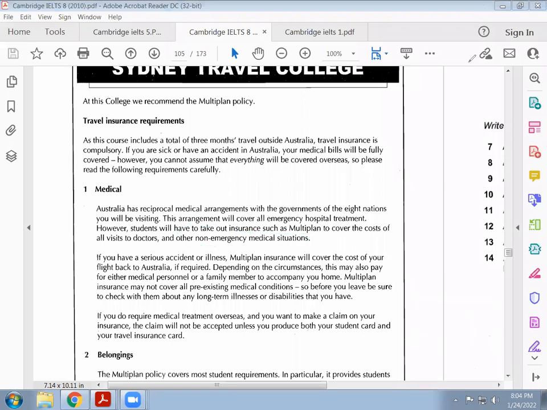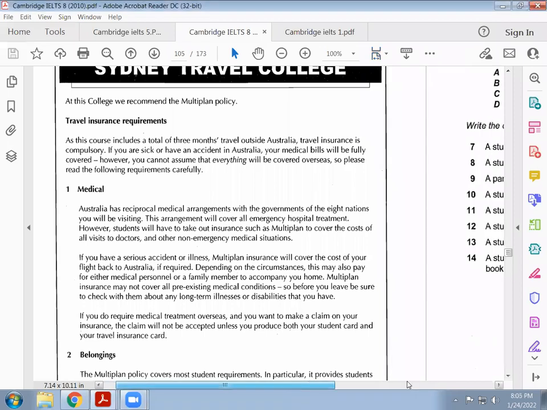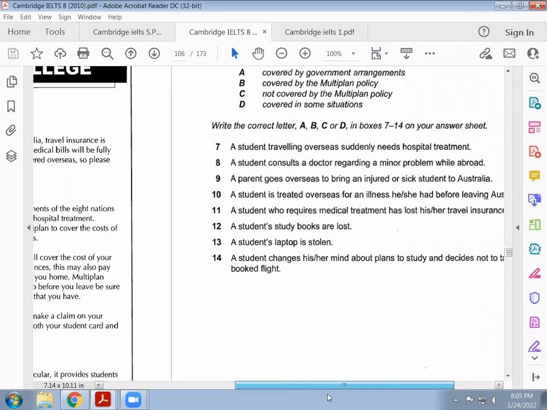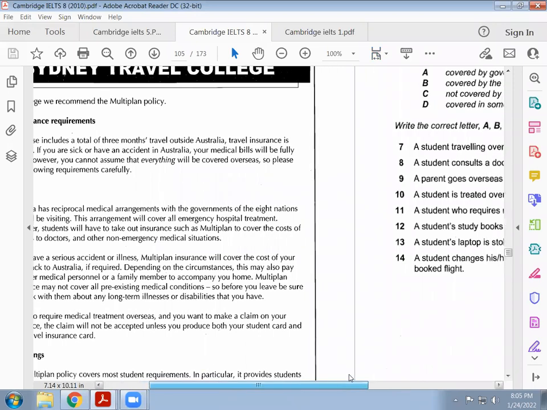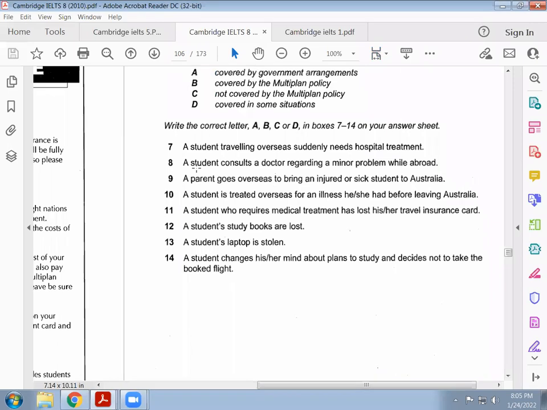Isn't it the same as a minor problem, because it's not an emergency? So who is going to cover this? The student has to take out multi-plan. So our answer number 8 will be B. Okay, so this was A, this is B.